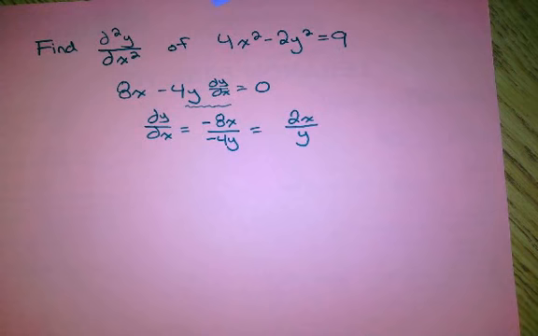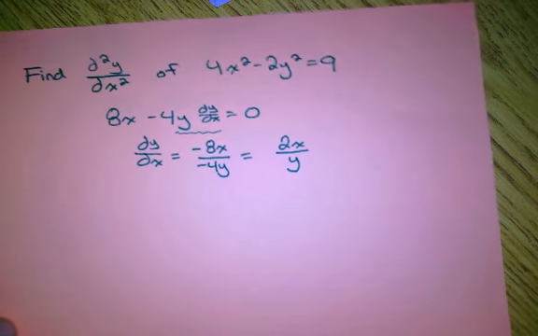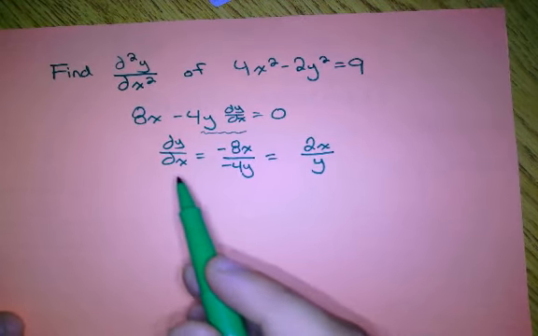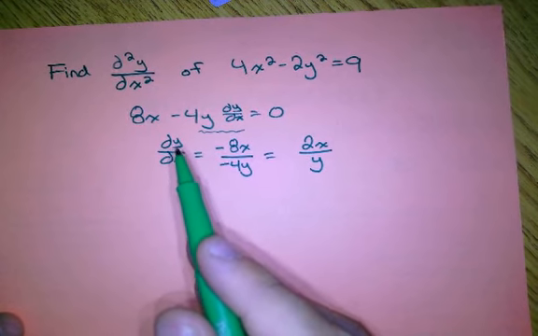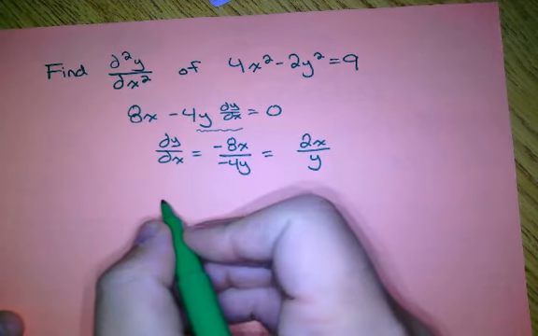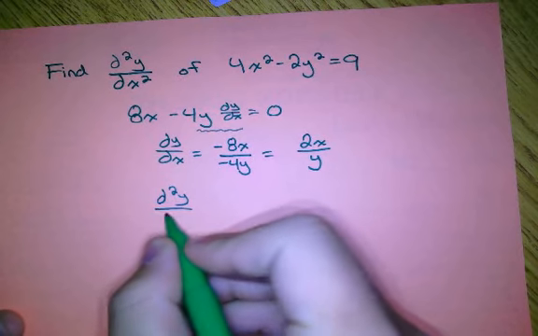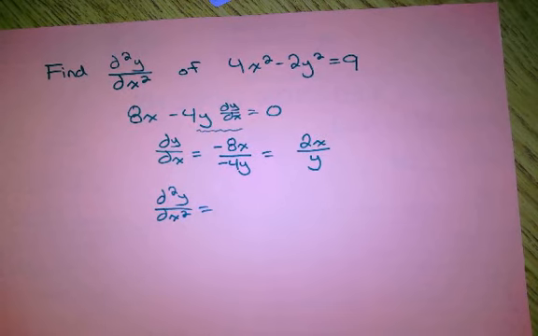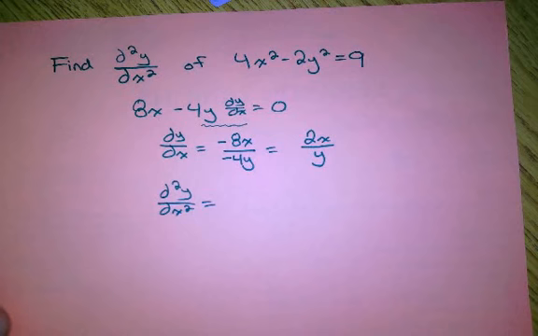You're all fair game. Okay, so take the second derivative of this. So the second derivative of dy dx is just going to be d squared y over dx squared. It just means the second derivative with respect to x for the second time.